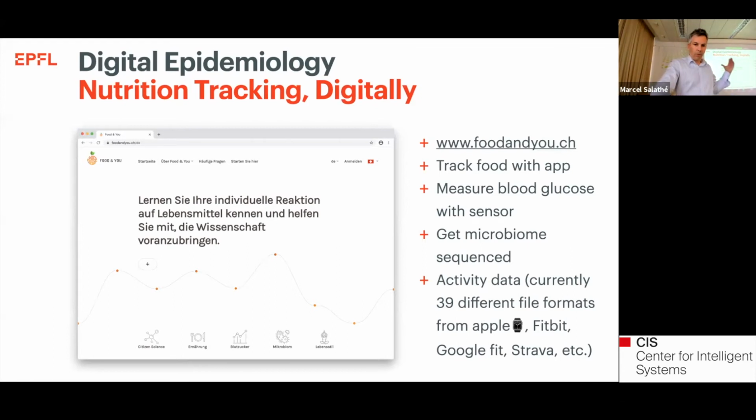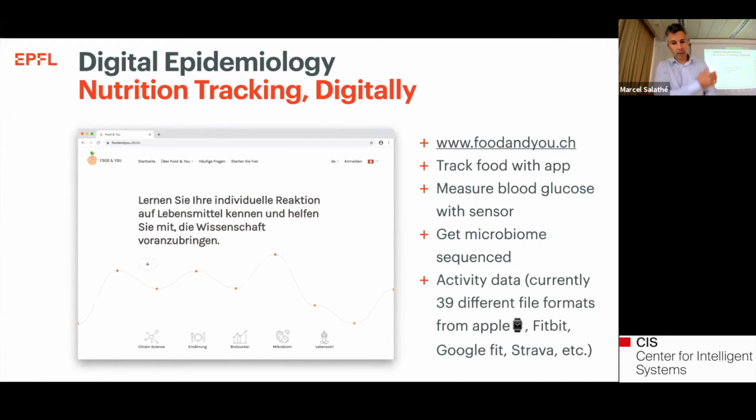So we're running this digital cohort, it's called Food and You, where we invite essentially everyone. There's some exclusion criteria based on certain diseases, but it's quite broad. In Switzerland, that's the only condition, you have to be in Switzerland. And we then ask them to track the food with an app that we developed for 14 days.